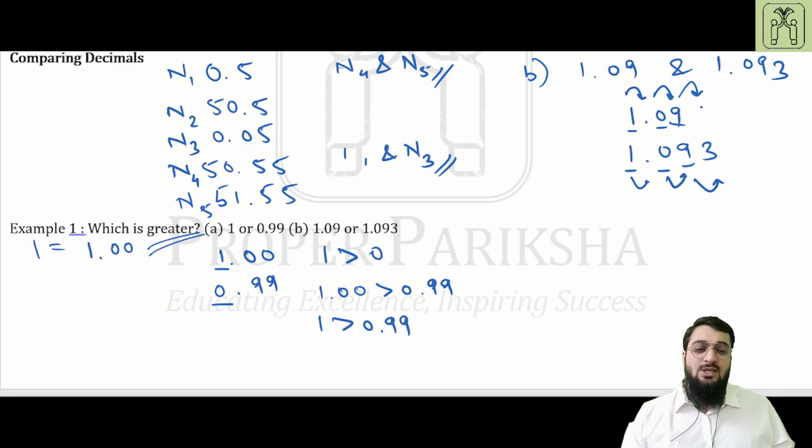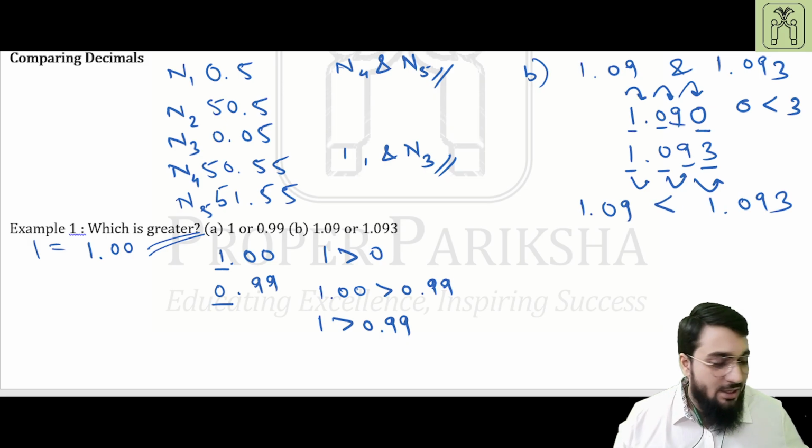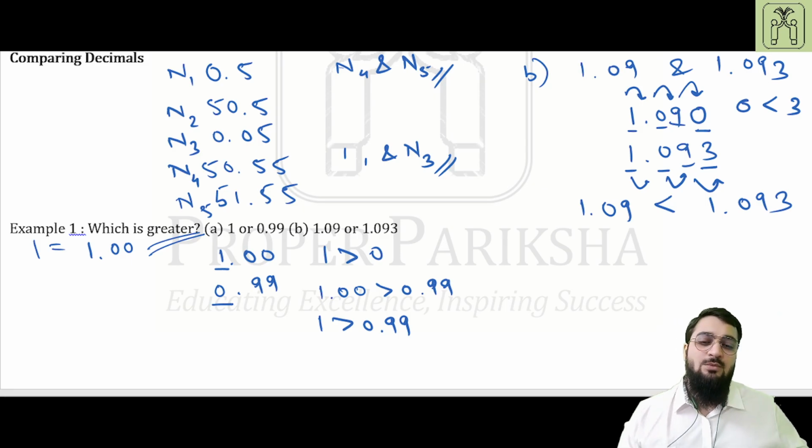Using the concept that 0 mentioned on the right side of the decimal point at its extreme does not create a difference in value, we will add a 0 over here so that number of decimal digits are same for both the numbers for easy comparison. Then we will compare 0 and 3, which will yield us a conclusion that 0 is less than 3. Therefore, the answer will be 1.09 is less than 1.093. So that is the simplest method of how to compare the decimals.